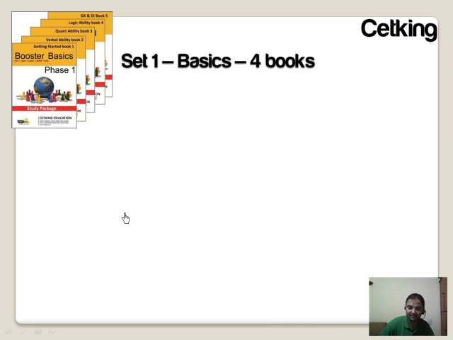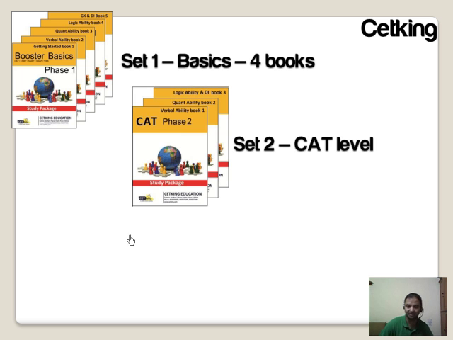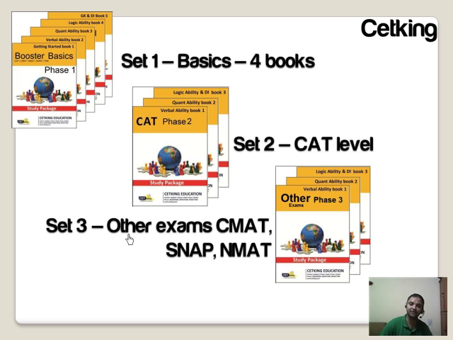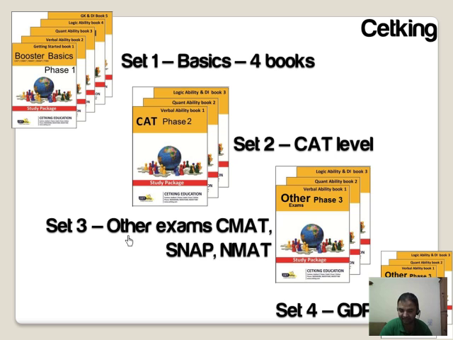So for example, if you're buying the Cetking package, we're going to send you books in parts. Even if you have joined our online program, we are going to courier you the books at home. Set 1 contains 4 basic booster books, which contain quant, DI, verbal, logic, GK, all the things which you need to know for all the exams. So set 1 is basically basics, which you have to complete in the next 2 to 3 months. Once you have done that, you have to call us again. We'll send you set 2 books, which are basically for CAT. Once you're done with set 2, we'll send you another set of books for the other exams, CMAT, SNAP, and MET, followed by the last part, which is the GDPI.